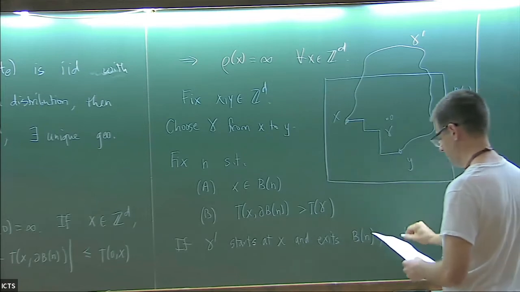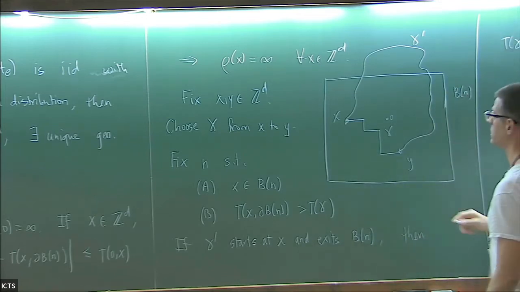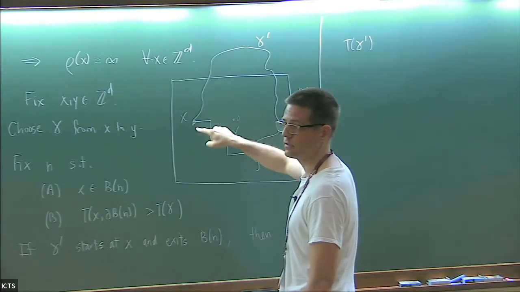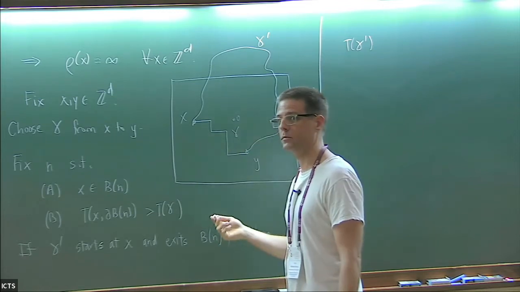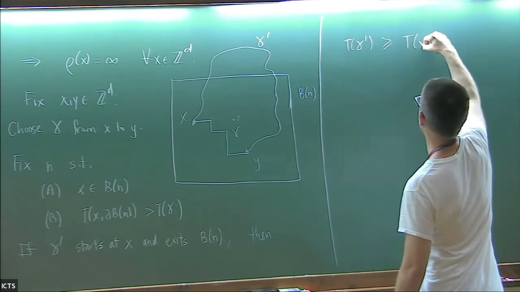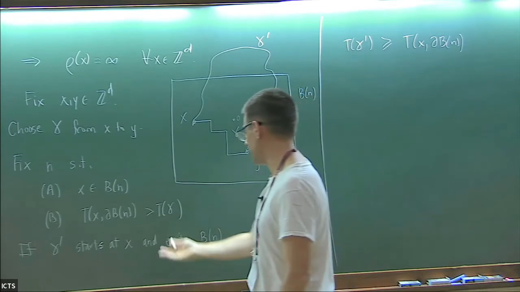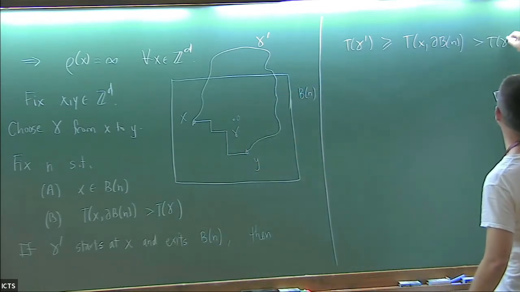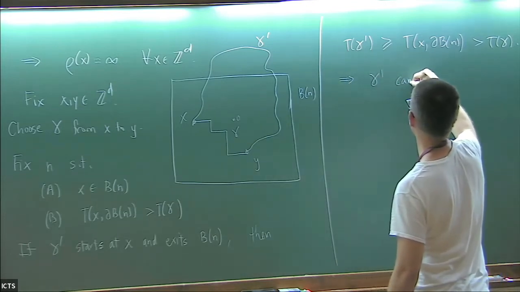Well, then we look at the passage time of gamma prime. It's greater than or equal to the passage time of the initial segment from x to the boundary of the box, right? And that segment may not be optimal. So we get greater than or equal to T(x, boundary of B_n). But by choice of n, that was bigger than T(gamma). So that's strictly bigger than T(gamma). So this means that gamma prime cannot be optimal.